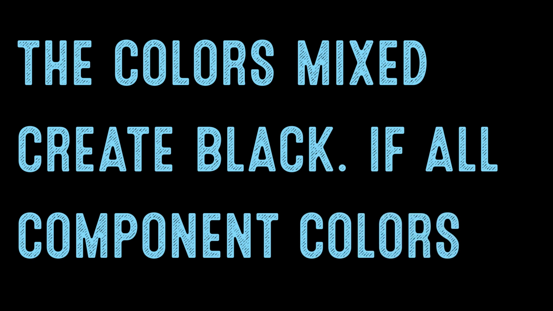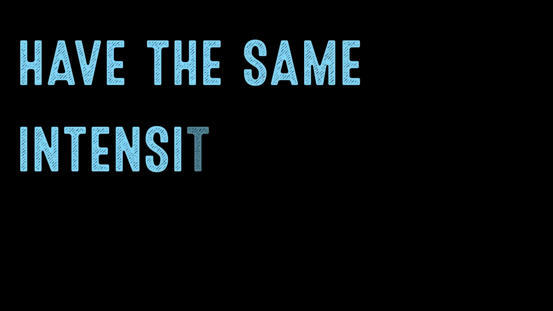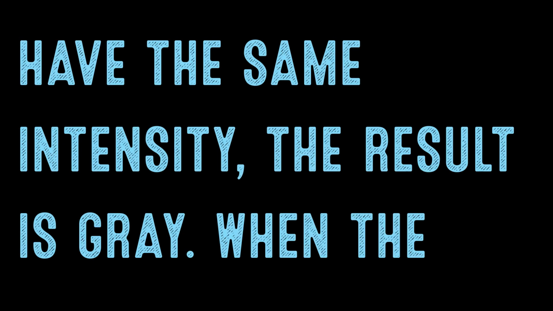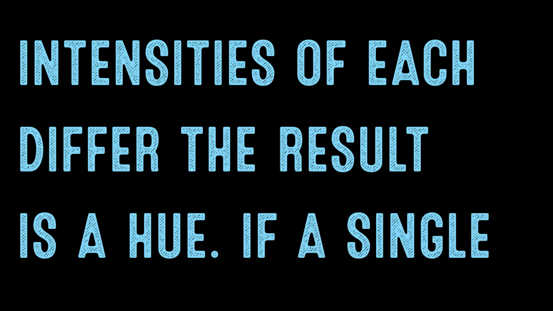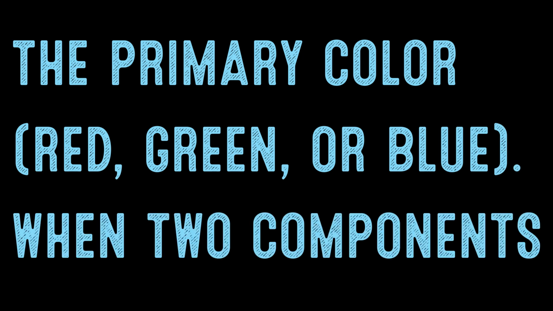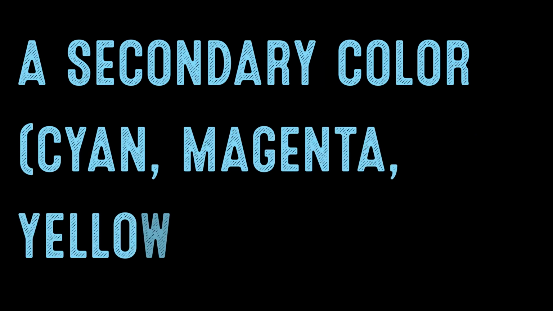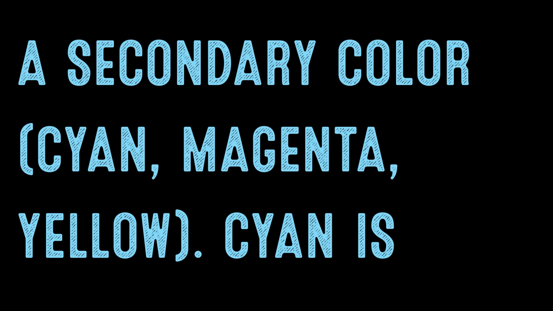If all component colors have zero intensity, the result is black. If all components have the same intensity, the result is gray. When the intensities of each differ, the result is a hue. If a single component has a strong intensity, the hue will be near the primary color: red, green, or blue. When two components have the same strong intensity, you will generate a secondary color: cyan, magenta, yellow.